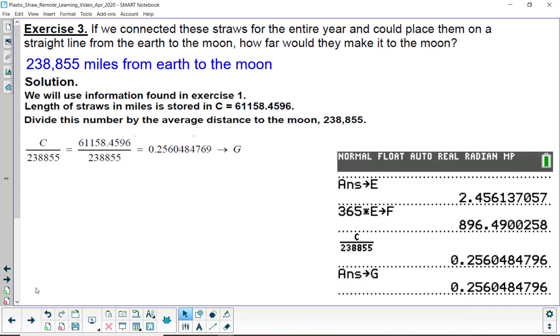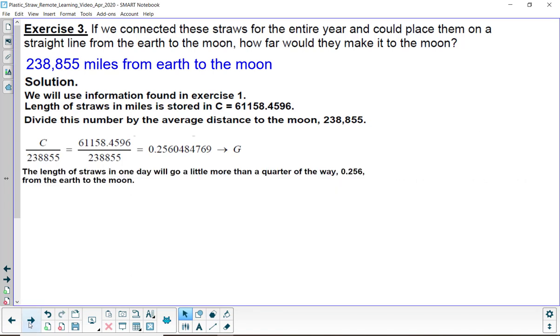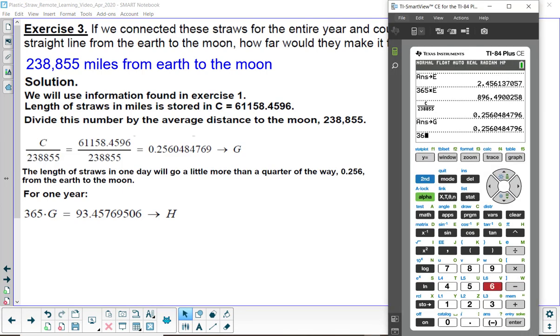And this is our screenshot there. The length of straws in one day will go a little more than a quarter of the way to the moon. For 1 year, we need to multiply this by 365. So let's go back. 365 times alpha G. And I'm going to store that into alpha H in case I need it for some other calculation later. And also write that down on paper so that I don't forget where it is.